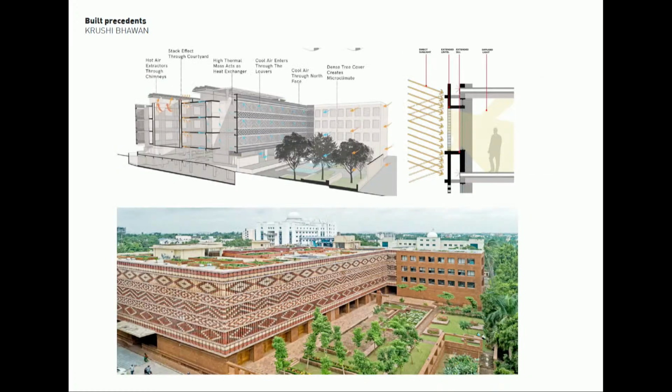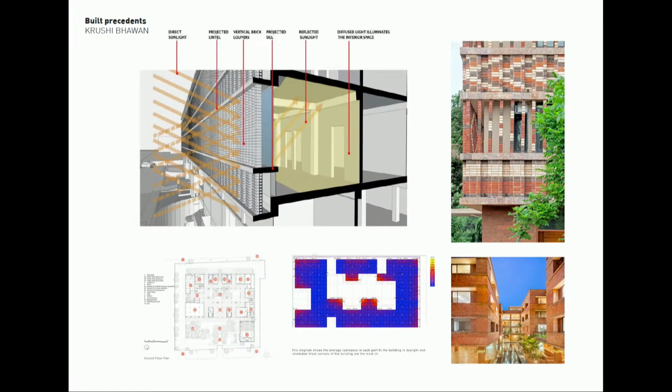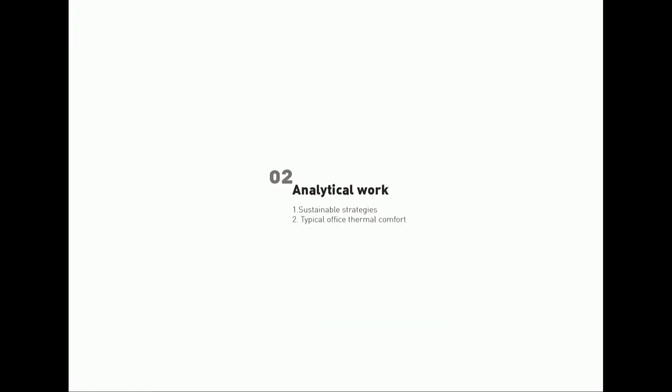The other is Krishi Bhavan. It's in India, in Odisha. In this design, they've used stone brick to create louvers across the facade. And this is said to reduce the solar radiation by 40% as per the analysis. So these were two studies which I was looking at before I started designing.